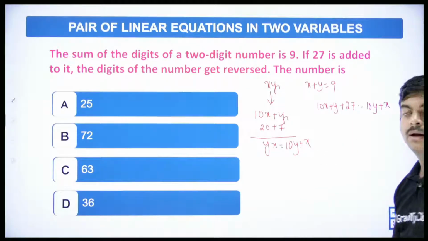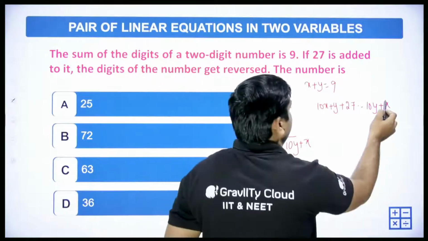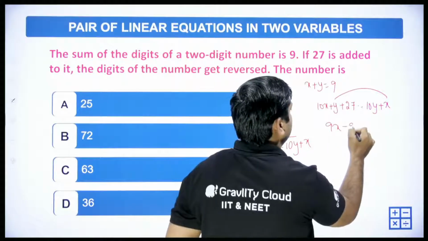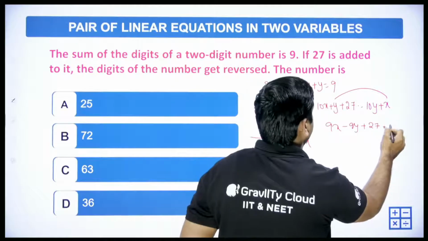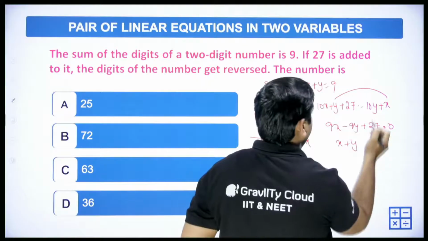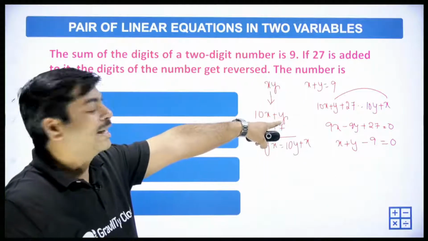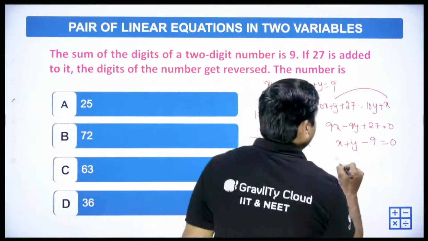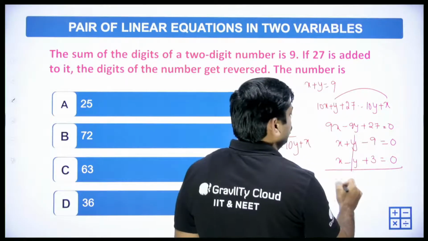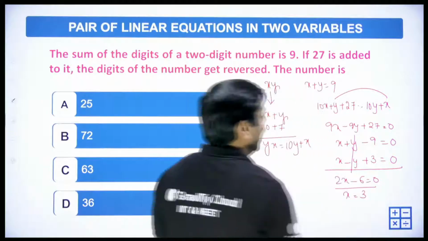So let's try to solve this one further to get the next equation. Bring all the x terms together. 10x minus x is 9x, plus y minus 10y is minus 9y, plus 27 is equal to 0. And we have one more relation, x plus y minus 9 is equal to 0. The very first equation, let's try to take 9 common. You'll get x minus y plus 3 is equal to 0. So if you add these two, 2x plus 3 minus 9, that is 2x minus 6 is equal to 0, you will get x is equal to 3.